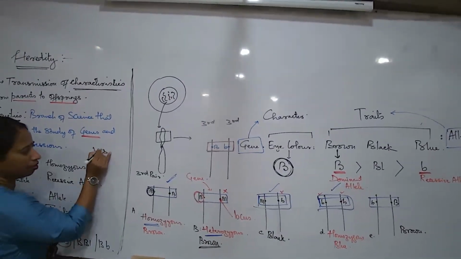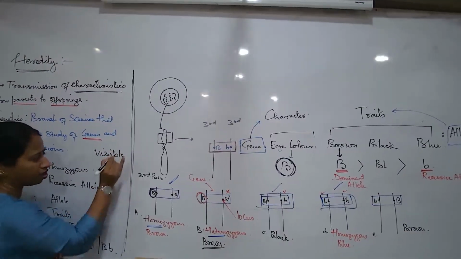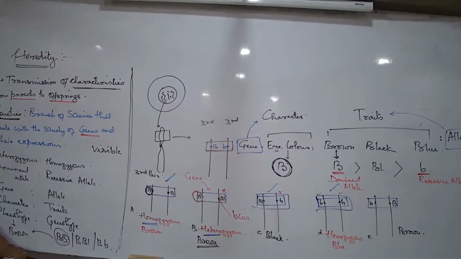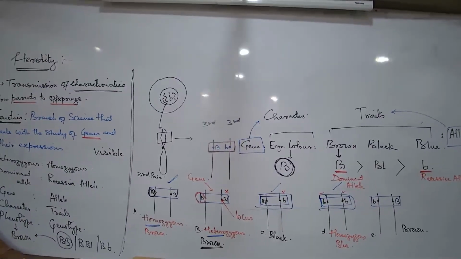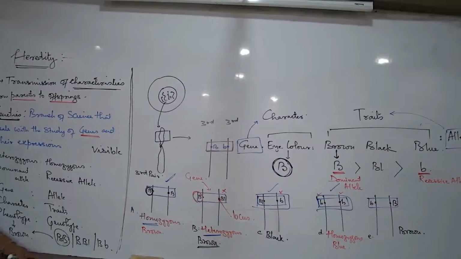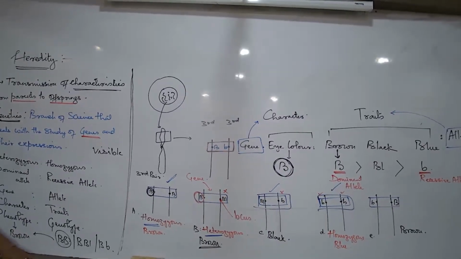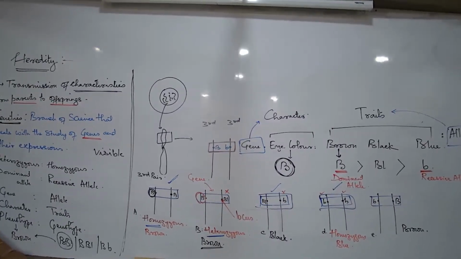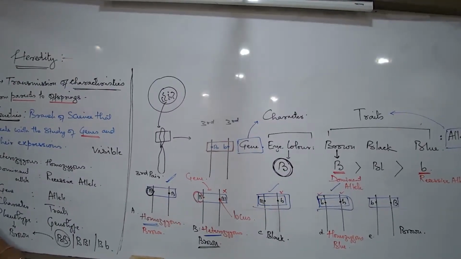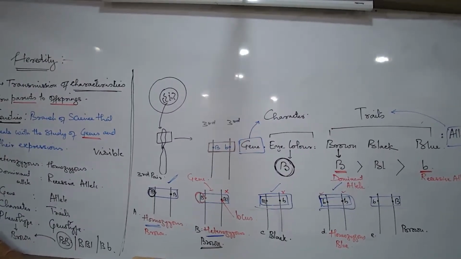The visual expression of a gene, which can be seen, is known as phenotype.